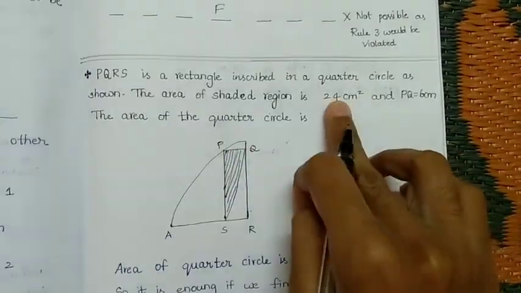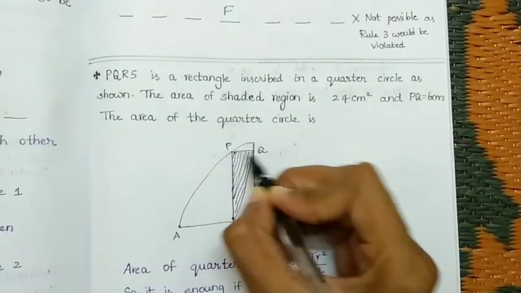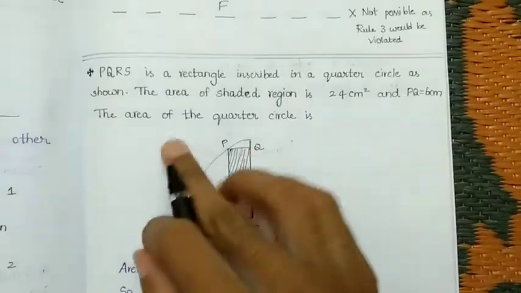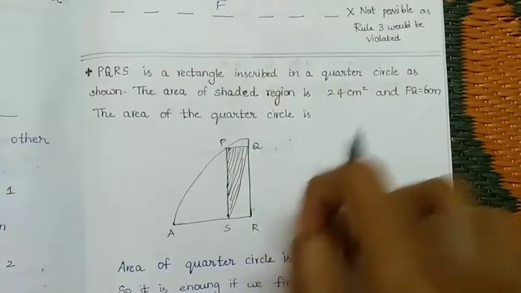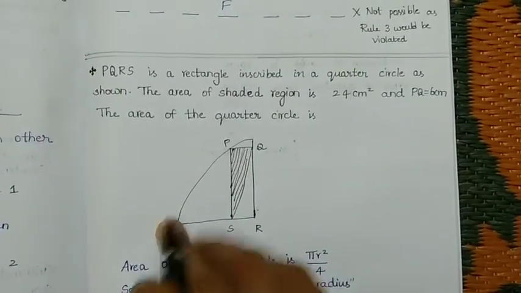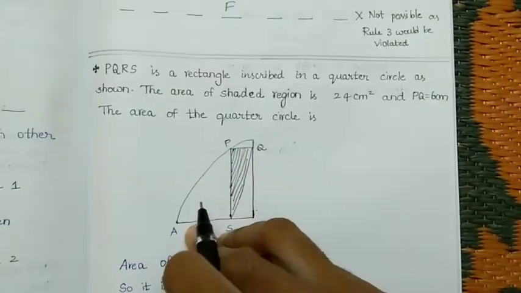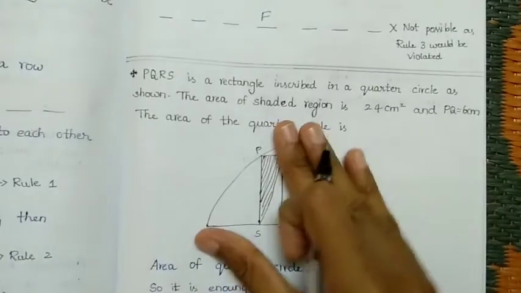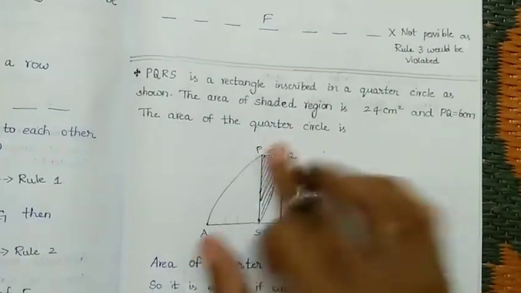So the area of this region is 24 centimeter square and PQ is 6 centimeter. That is, this breadth of this triangle is 6 centimeter. The area of the quarter circle is? From these given things, we need to find the area of this quarter circle. What could be the area of this entire circle, this half of this circle? That is what we need to find out from this diagram.